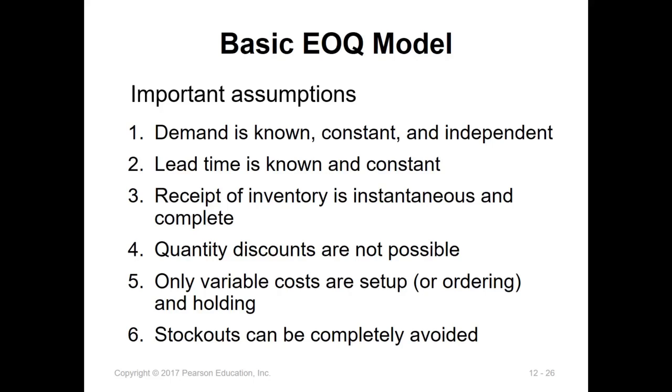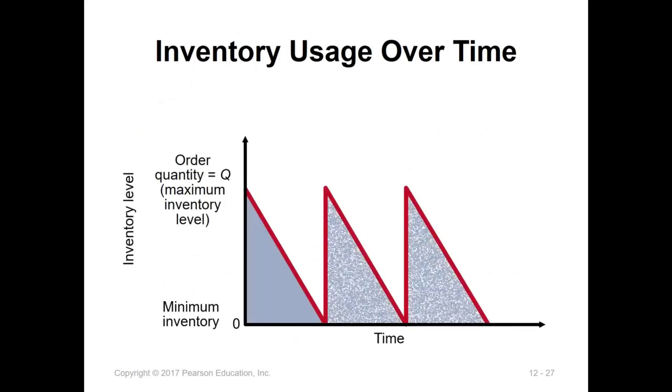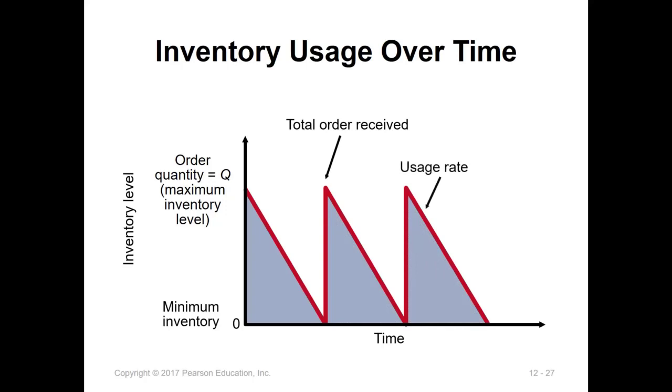Stock outs can be completely avoided. We do not have any stock out moment in this basic EOQ model. Now, inventory usage over time. This picture shows the assumptions of the previous page. Here, this is Q, the order quantity, and it equals Q. That's the maximum inventory level. And then this is the usage. With the usage going on, it drops to 0, and then you send the next order.